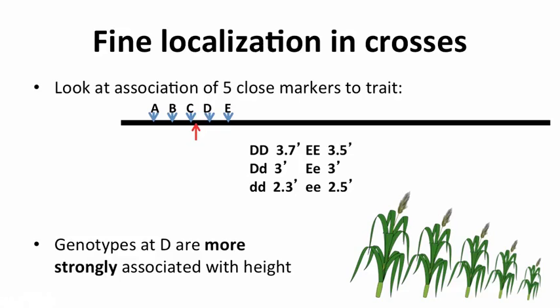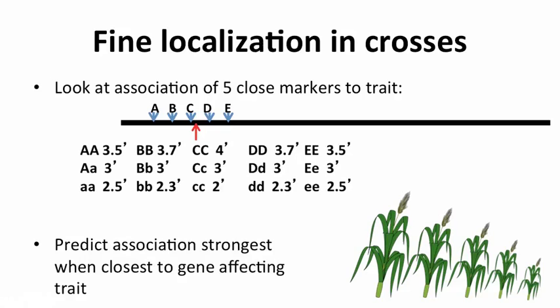So let's fill in the rest of these. There we go. We see the same sort of thing here. As you get further away from the height gene, less variation is explained. When you're 4 centimorgans out, you're explaining about 1 foot of difference in height. When you're a little bit closer, you're explaining 1.4. And when you're pretty much right on it, you're explaining almost 2 feet of the height difference. So the prediction is that we see a stronger association when we're looking at markers closest to the gene affecting the trait, which in this case is corn height.